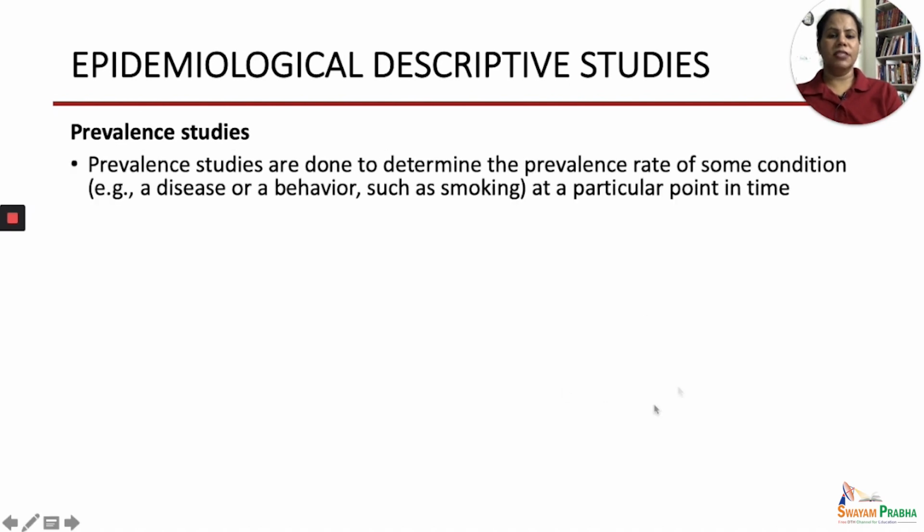Prevalence studies are done to determine the prevalence rate of some condition. So we may try to find out the prevalence of a disease or prevalence of a behavior at a particular point in time. At that particular point in time, what is the prevalence rate of some condition? For example, nowadays we are finding out what is the prevalence of COVID-19 patients in a particular community at a particular time.